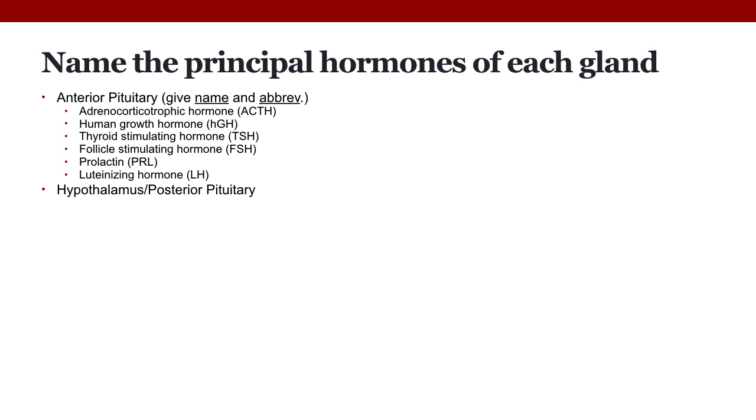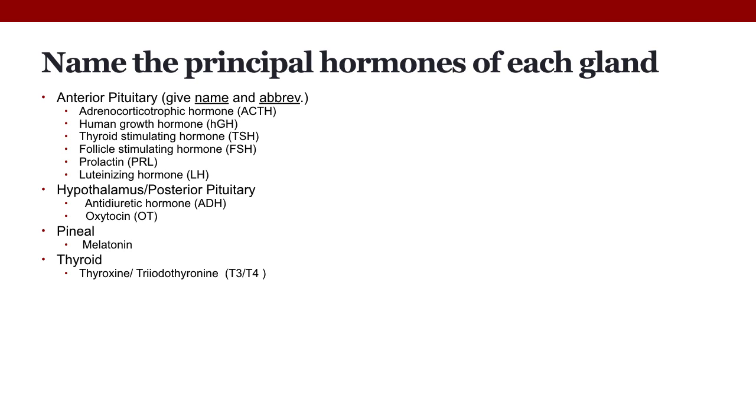Now, the hypothalamus, in combination with the posterior lobe of the pituitary, also secrete hormones. They secrete antidiuretic hormone, ADH, and oxytocin. The pineal gland, which I mentioned previously, secretes melatonin. The thyroid secretes two hormones we call T3 and T4. It also secretes calcitonin. Parathyroid secretes parathyroid hormone. And then the atria of the heart secretes ANP.